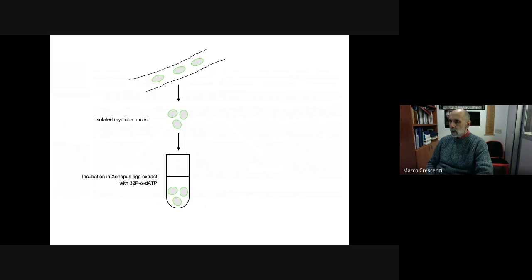Let's say we isolate nuclei from myotubes. These are non-reactivated myotubes, just regular myotubes. Let's say we isolate nuclei from them and we put them into a replicating extract of Xenopus eggs. Now, what is it? Well, Xenopus, as you know, is a frog.